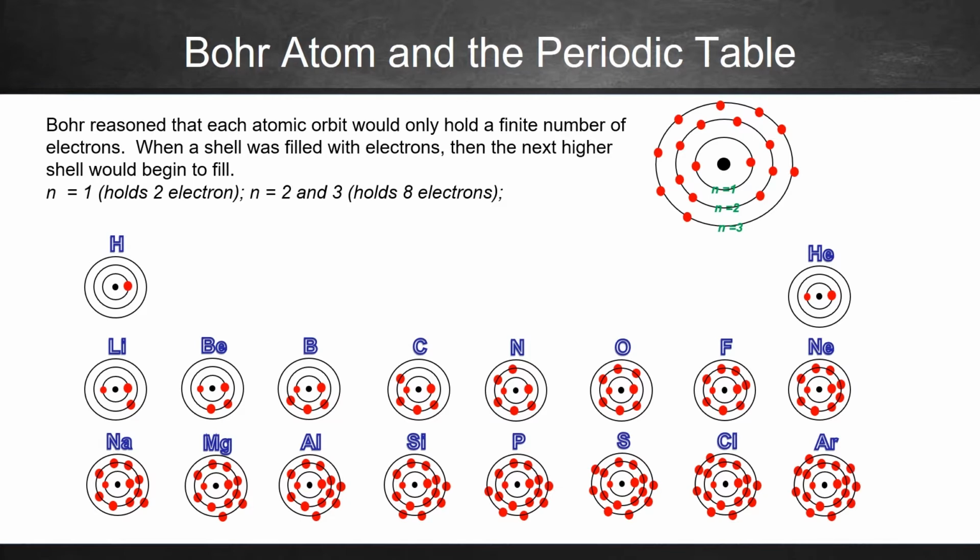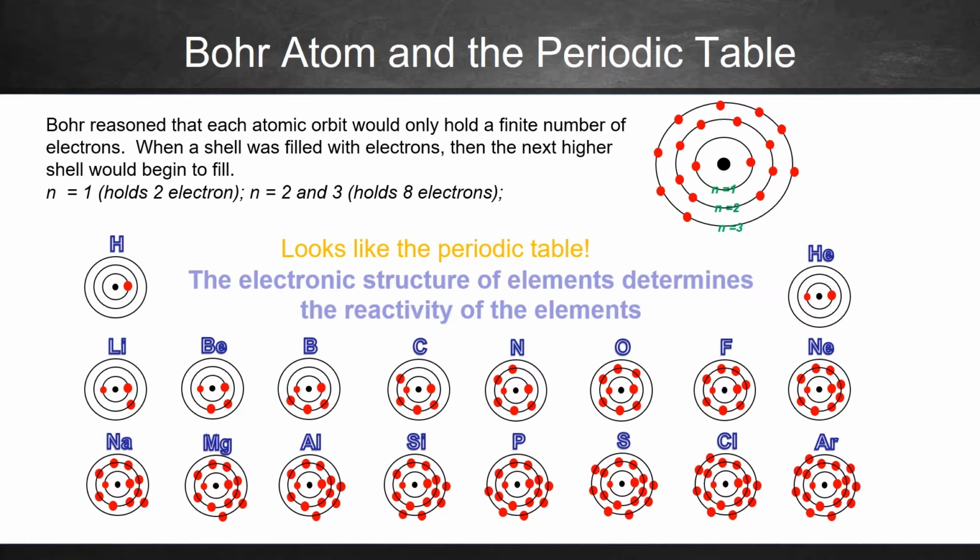Now, do you see what we're reproducing here? We are beginning to look like the periodic table. Bohr had discovered the secret to the periodic nature of the elements, and a clue to the nature of their reactivity. The electronic structure of elements determines the reactivity of the elements.